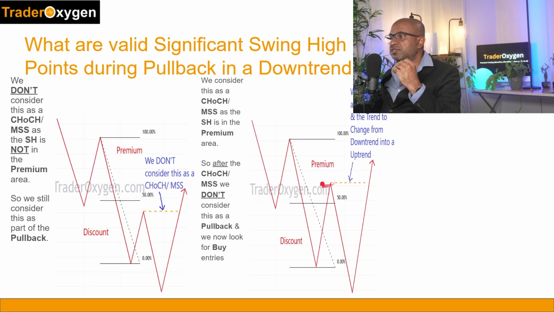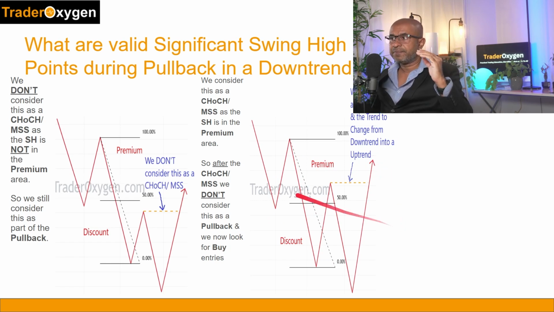However, because this is a strong swing point, if the price goes up and breaks this, then after that we don't consider it a pullback, we consider it as a change of trend from the downtrend into an uptrend. So on the left-hand side, when this happens, we are just considering this as a pullback and we still look to sell. However, after this happens, we are not looking to sell even though it's a downtrend. Now we consider it to change into an uptrend.